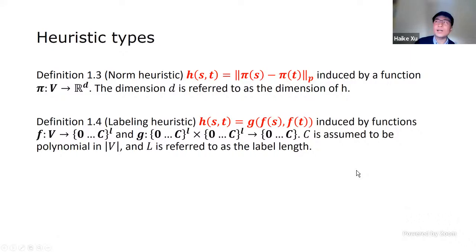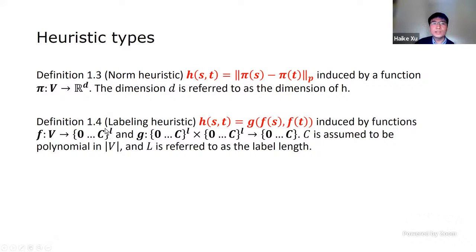The main heuristic types we consider in our paper for A* are norm heuristics and labeling heuristics. We think that their generality can cover most of the commonly used heuristic functions. We first state definition 1.3. For norm heuristics, this is its expression. We first design a mapping pi projecting each vertex to a vector in a high-dimensional space with dimension d. And then we use the LP norm in the embedded space to calculate the estimated distance between two vertices.